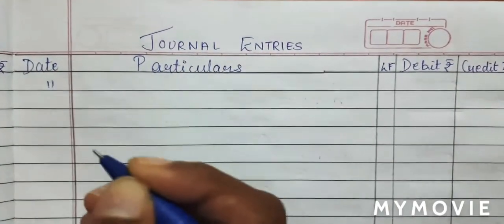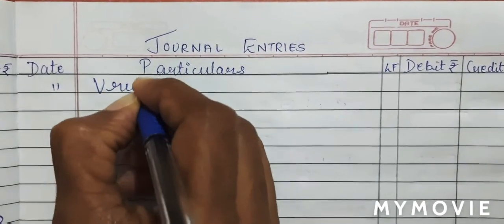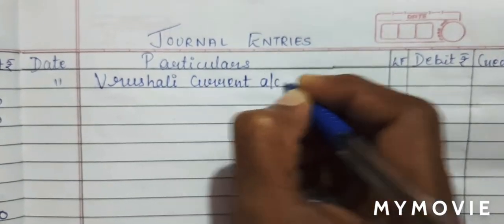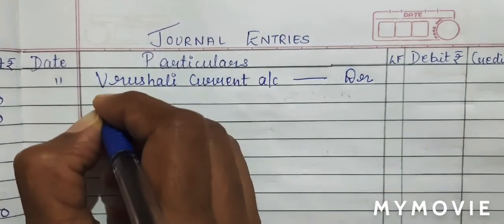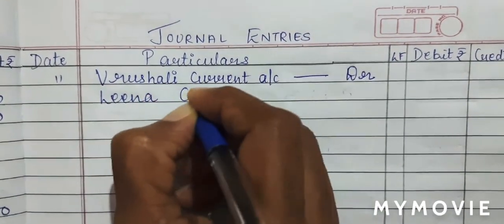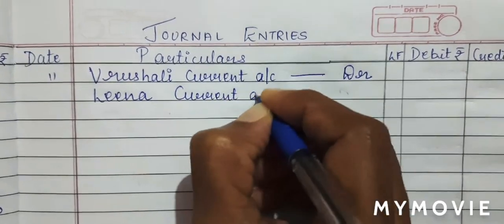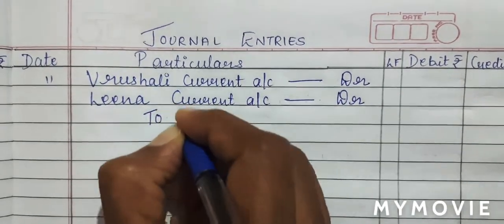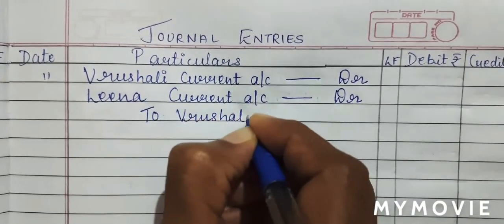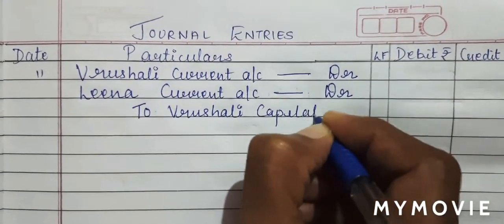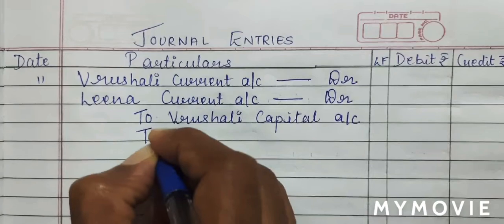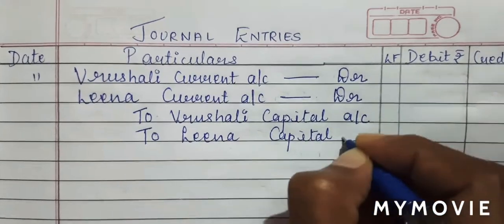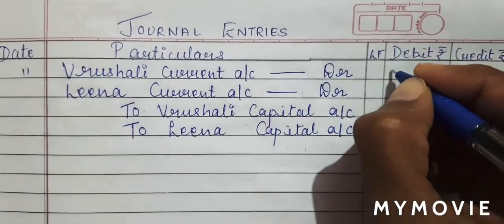So let's write this in our journal. So our date will be common. Our journal entry will be Vrushali current account debit, Leena current account debit to Vrushali capital account, to Leena capital account.